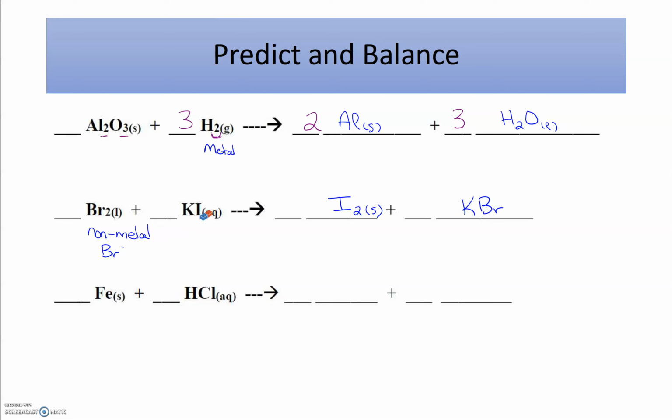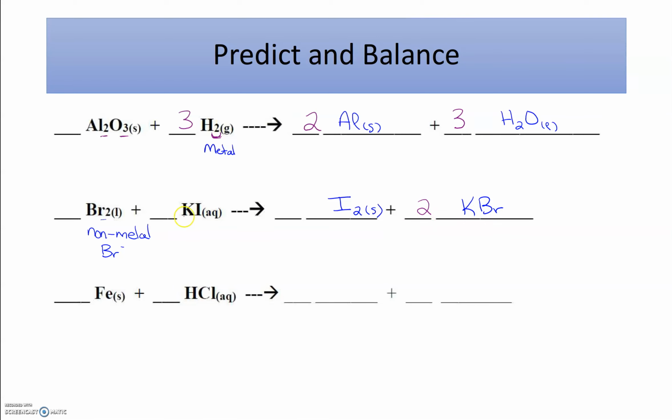Actually, it doesn't really matter which way you balance first. If I start going from left to right, I've got bromine. I've got 2 bromine here on my reactant side, and I only have 1 on the product side. So I'm going to need a coefficient of 2 on the potassium bromide so that I can have that bromine balance out.